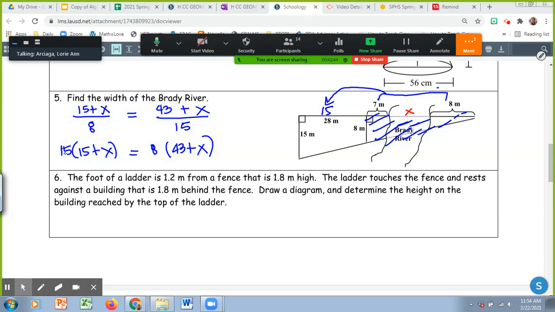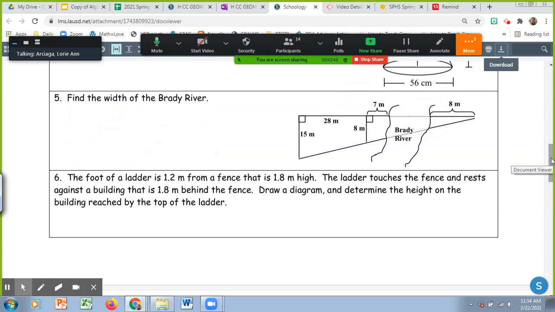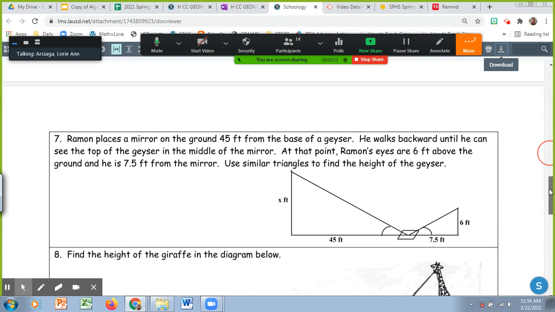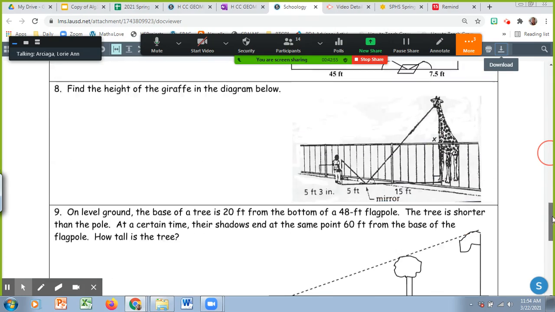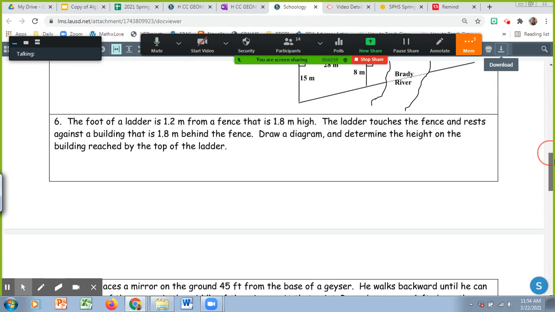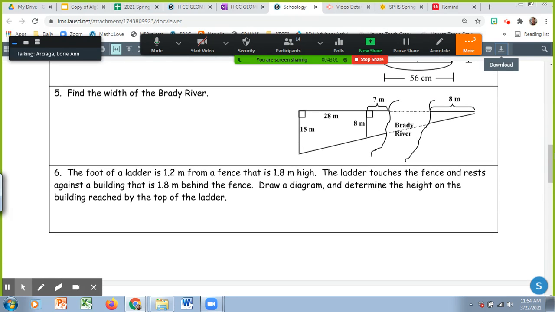Okay. Now for the remaining questions, you guys have to draw your own diagram. For example, on page 1 for number 6, for the remaining problem, you have to draw your own diagram.